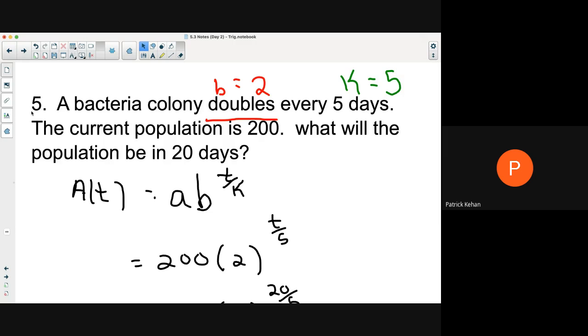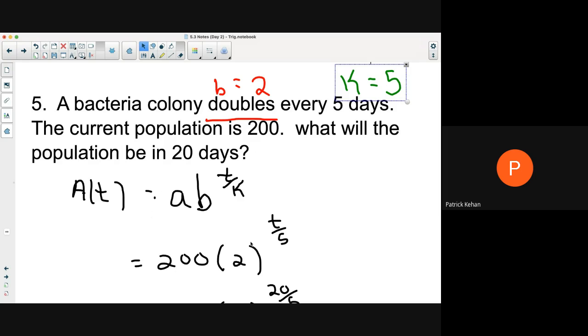So we know it's doubling, so we're going to say b is 2, and we know it's every 5 days instead of every day. So we're going to have a k value of 5. And then we're going to structure our exponential growth equation. A of t equals a b to the t over k. A is 200, right? That's the current population. That's the original size of the population. Growth factor is 2, and then to the t over 5 exponent here.